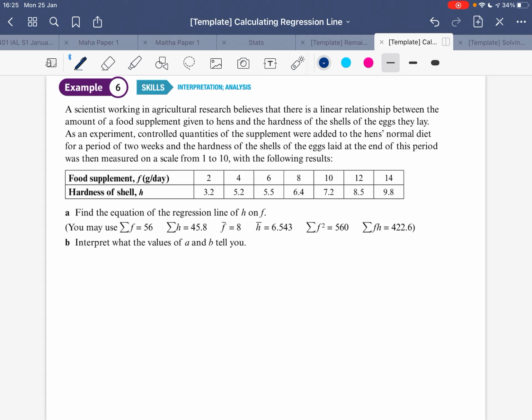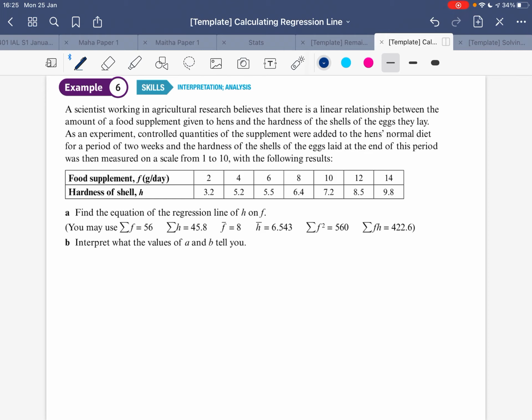It's an interesting scale for the hardness of a shell, but there we go. These are the results. So it would appear, looking at the raw data, that the more of the supplement they were given, the harder the shell. So it appears to be a positive correlation. The more the supplement they take, the harder the shell of their egg is.